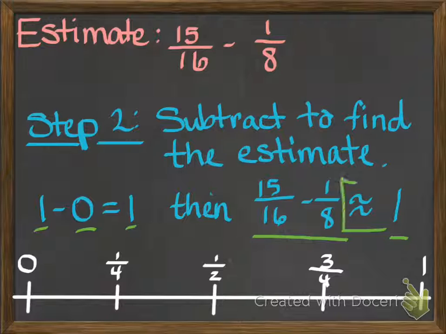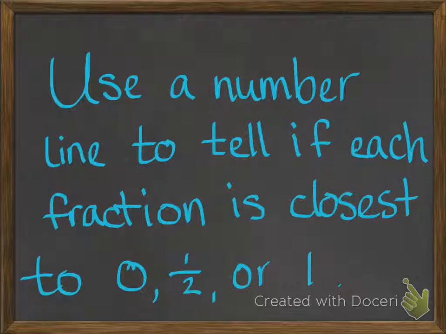Now you notice I've been using this little symbol right here. It looks like an equal sign that's curvy. That's a symbol that you can use that means approximately equal to, about equal to. It's a good one to use when you're estimating. It means not exactly equal but close. Okay, we're going to use a number line to tell if each fraction is closest to 0, 1/2, or 1. This time I'm going to take a couple turns, then you're going to take a turn.